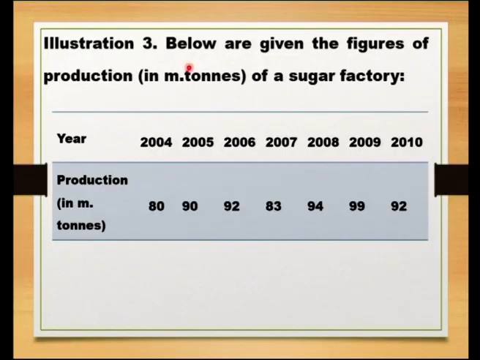After working out an example in the freehand method, first illustration, and the second illustration for computing the trend values by the method of semi averages, the next illustration is computing the trend values by the method of least squares. Below are given the figures of production in metric tons of a sugar factory. Years are given from 2004 to 2010, and production is 80 metric tons for 2004 and 90 for 2005. Similarly, 92, 83, 94, 99 and 92 for the years 2006 to 2010 respectively.